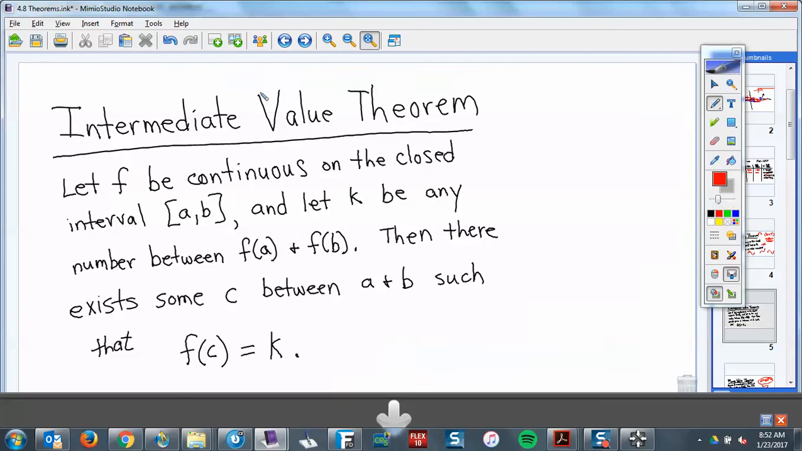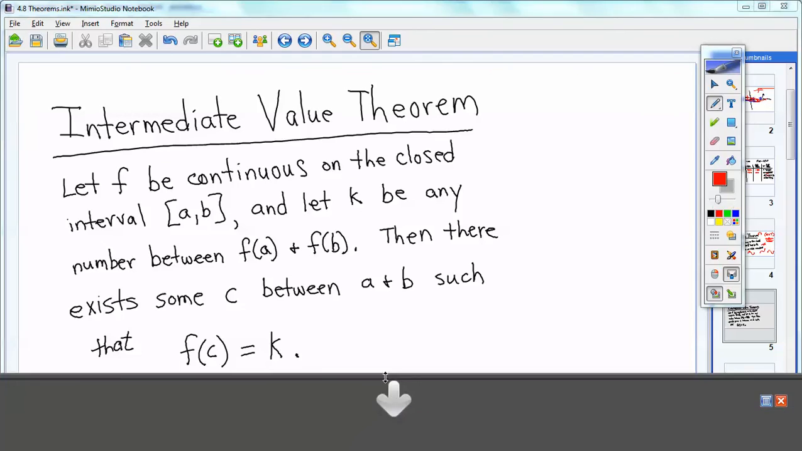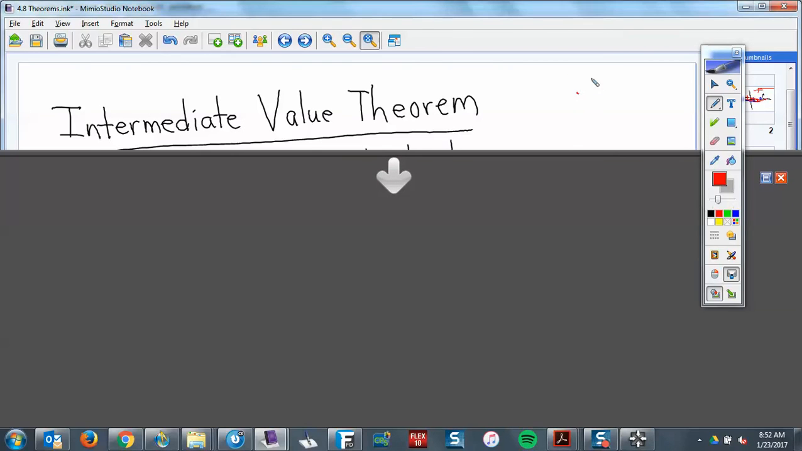Okay? Here's the second one. Intermediate value theorem. Now this one's a little more interesting, and this one you have to do a little more thinking, because this one.